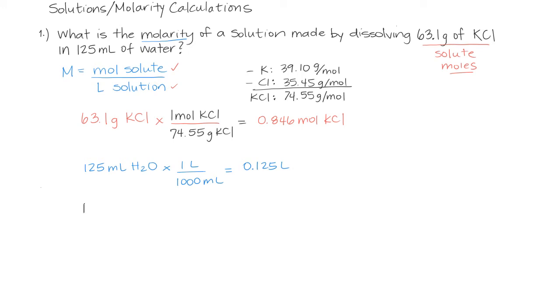So the molarity of this solution is equal to 0.846 moles divided by 0.125 liters. And we get 6.77 molar potassium chloride solution.